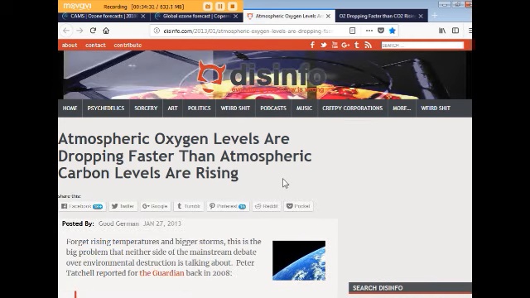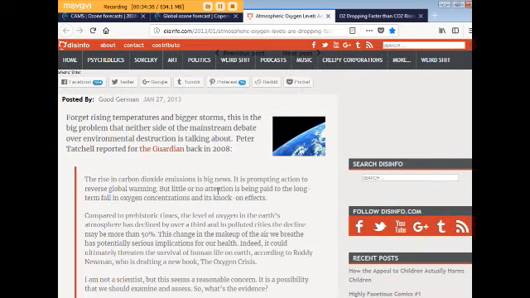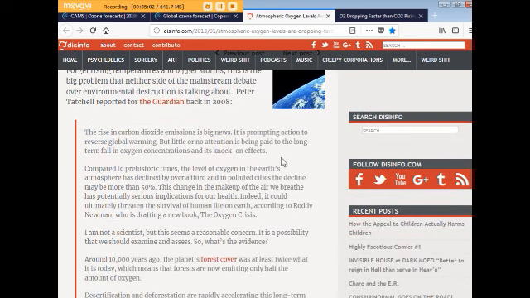Atmospheric oxygen levels are dropping faster than atmospheric carbon levels are rising. And this was posted by Good German, January 27th, 2013. Forget rising temperatures and bigger storms. This is the big problem that neither side of the mainstream debate over environmental destruction is talking about. Peter Tatchell reported for The Guardian back in 2008.